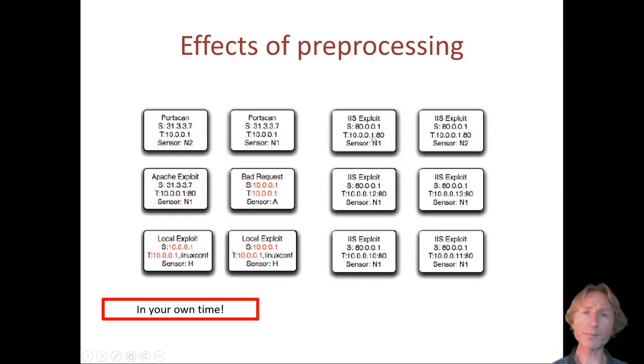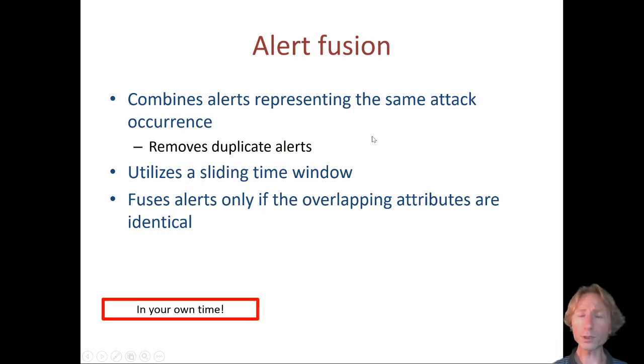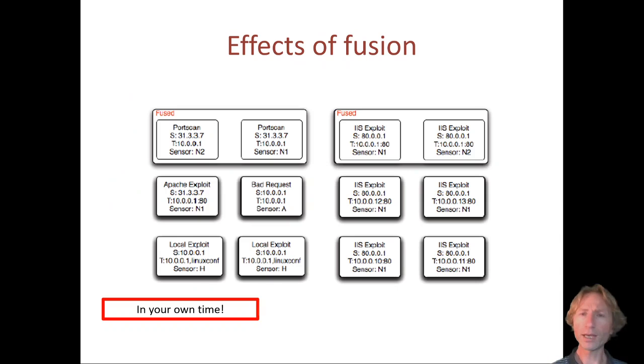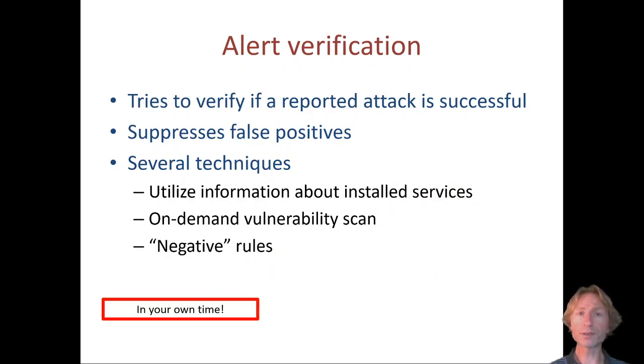So the next step in our processing of these alerts and the correlation of these alerts is to do some alert fusion, combining alerts that represent the same attack occurrence. Some sliding time window going over the alerts and seeing whether or not they can be grouped together. And here we see the result of this. We have now removed some of these alerts and combined them into a single alert to make it more manageable.